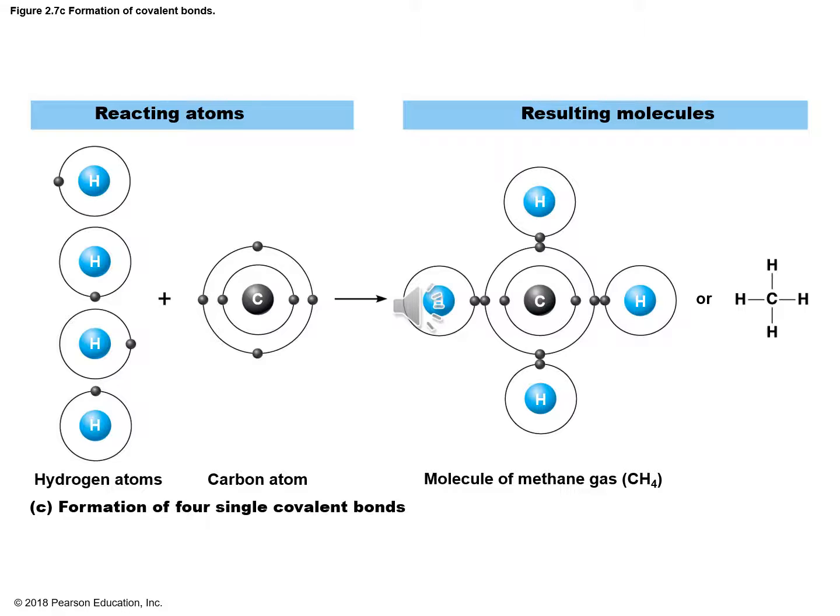What we have here are some different atoms that are going to join together to form a compound, actually, because it's 2 different atoms. What this is going to do is actually have 4 single covalent bonds.